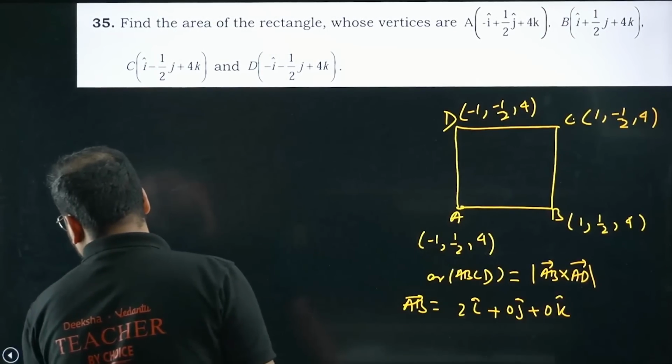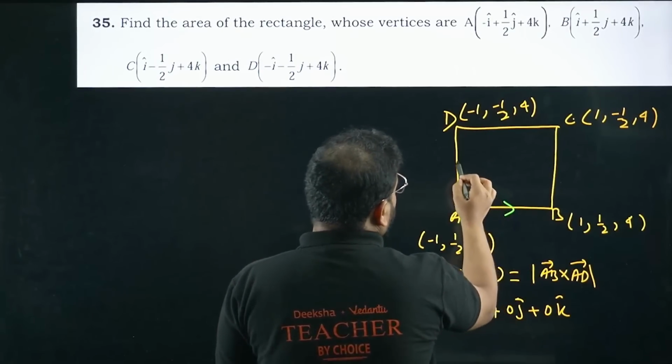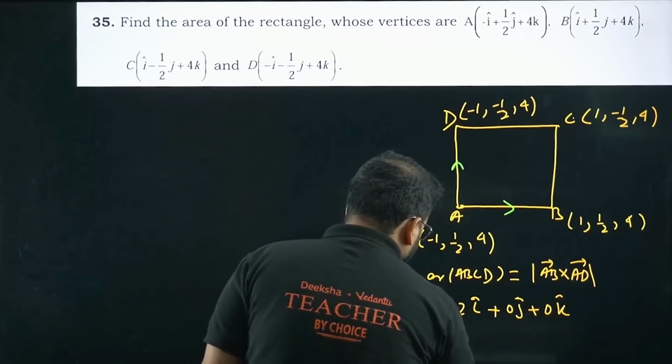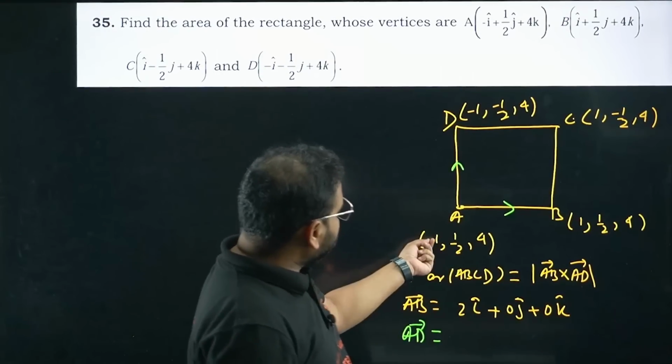Vector AB is done. Let's look for vector AD. Vector AD, let's look for vector AD. So again minus 1 will become 0.